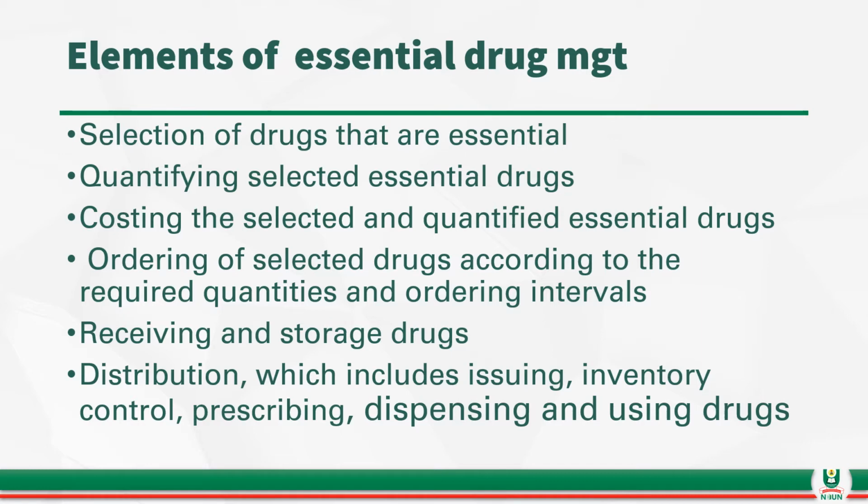Before you order such drugs, ordering must be in the required quantities that you have actually listed and the ordering interval required. Then you receive and store your drugs before we now look at what we call the processes of all these, from selection to receiving and storage. How is such drug distributed from points of collection to the point of delivery? You look also at what we call inventory control, prescribing, dispensing, and use of such medicines.